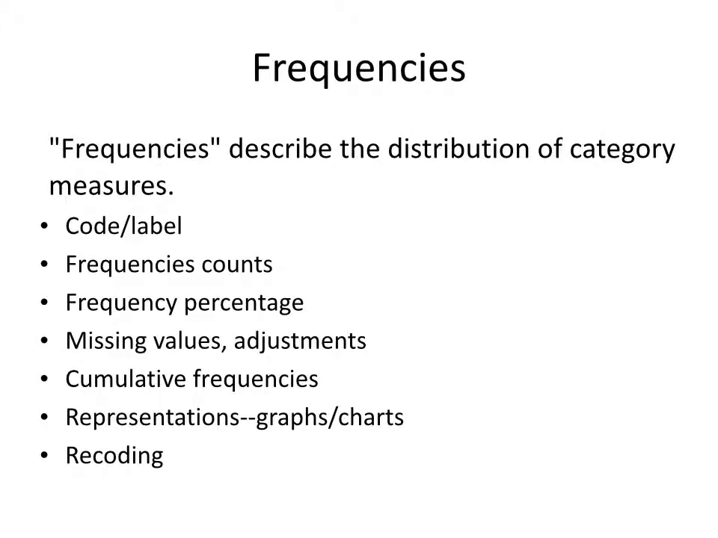So let's take frequencies first. So frequencies, again, refer to summary descriptions of the distribution of category measure data. These data are coded and labeled, and the codes and labels are typically not the same. Usually they're coded numerically, even though they're category measures. So for example, if we were coding home address in say 6 regions of the United States, we might use the number 1 to indicate New England, and the number 2 to indicate Middle Atlantic, and the number 3 to indicate the Southeast.